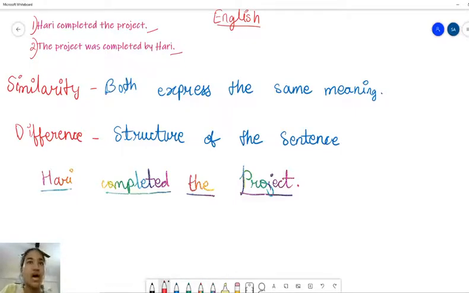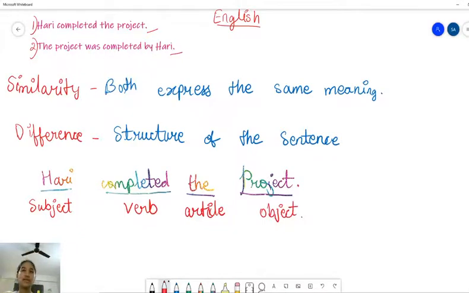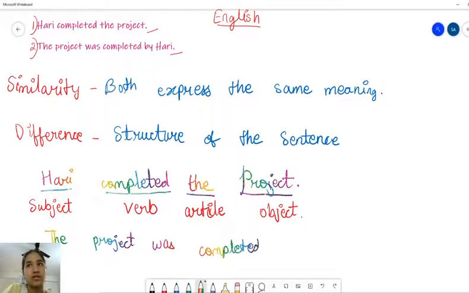Like over here, Hari is the subject. Completed is the verb. The is an article, and project is the object. Right? Did you notice here? Now, when we see the second sentence: the project was completed by Hari. Here we will find the structure is a bit different.